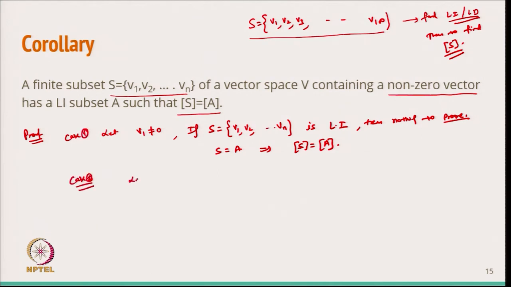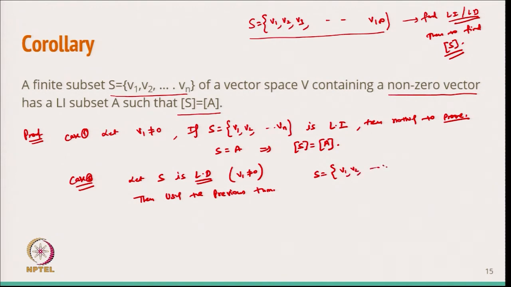Case two: let S be linearly dependent (LD), and v1 we have taken as not equal to 0. Then, using the previous theorem, we have a set S.